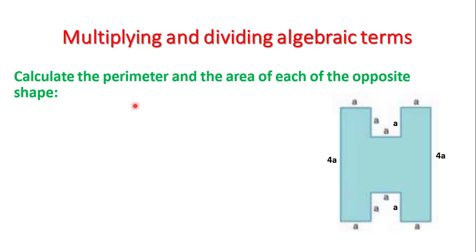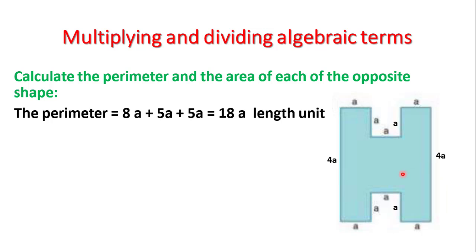Okay, we want to calculate perimeter and we want to calculate area. Let's start with perimeter. Perimeter means the summation of all sides. Okay, so I'll add, here we have 1, 2, 3, 4, 5a. So I have here 5a, and here I have 1, 2, 3, 4, 5a. So I have 10a, 5a and 5a. And here we have 4a and 4a, 8a. So we have 10a plus 8a, which is 18a. And the unit is length unit because we don't have a unit here.